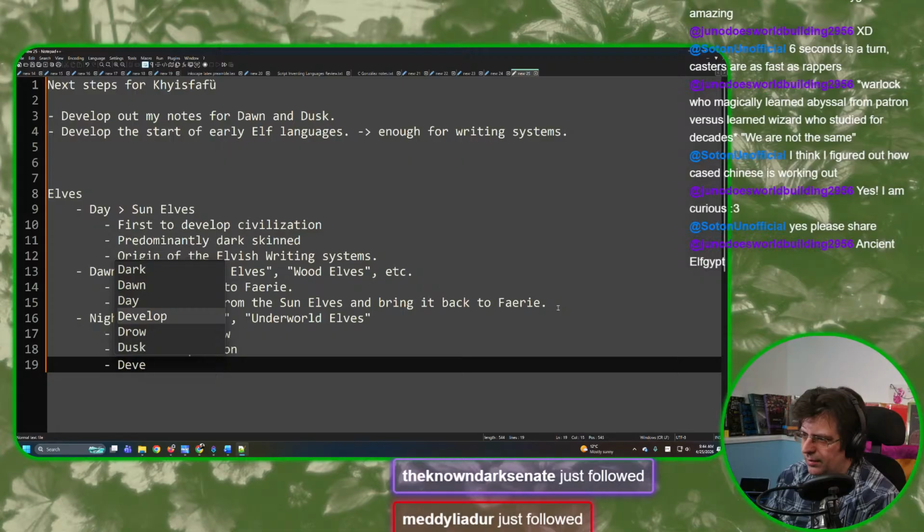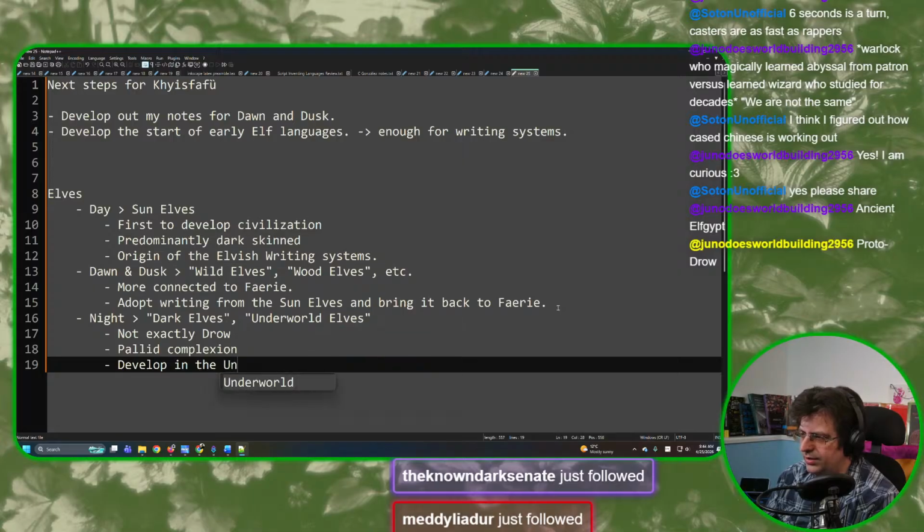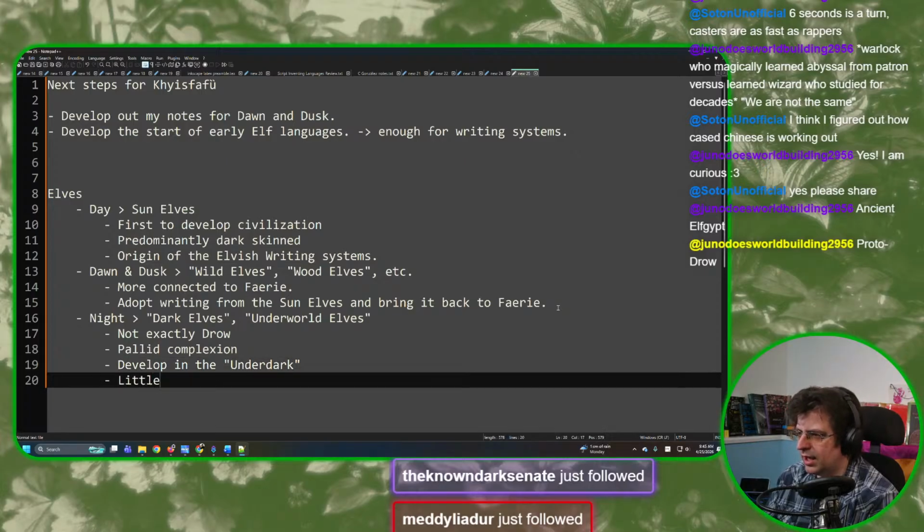And they develop in the underneath, the underdark. I will find my own name for the underdark. Something like the underneath, proto drow. I don't think I ever want them to be purple skinned like in standard D&D though. I want them to be pallid, like sickly white skin. Little contact with the surface elves.